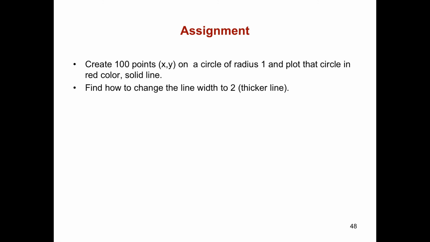How do I parameterize a circle? What's the formula? If my angle is theta, what was this point here? X is what? Cosine theta. And y is sine theta. So first I need a bunch of thetas, and then I'll easily compute x and y from those thetas, right?